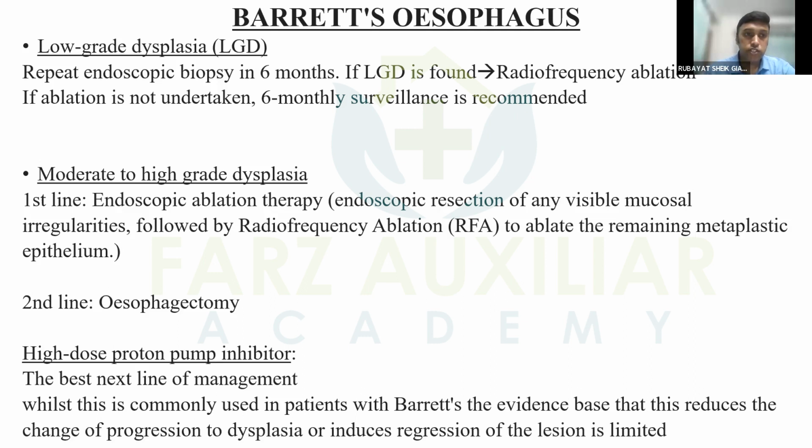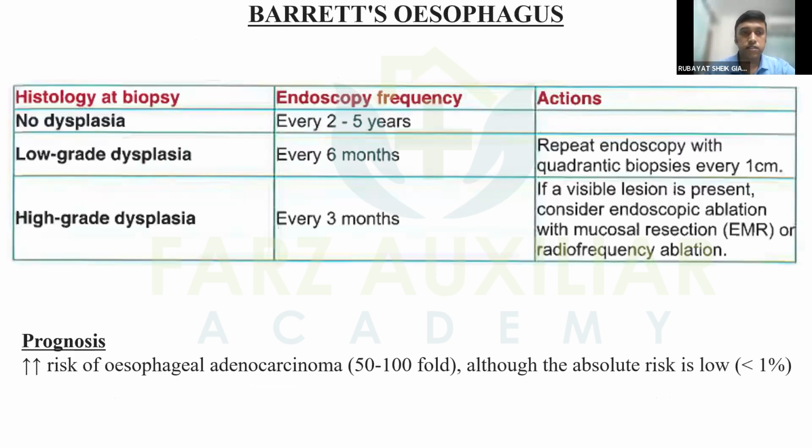So if there is no dysplasia, there is one treatment. If there is dysplasia, whether it's low grade or moderate to high grade, we treat accordingly. This is a summary of the treatment. This is one of the common questions asked from Barrett's esophagus, the treatment. So you remember whether there is dysplasia or not. If there is dysplasia, whether it's low grade or high grade, we treat and follow up respectively.